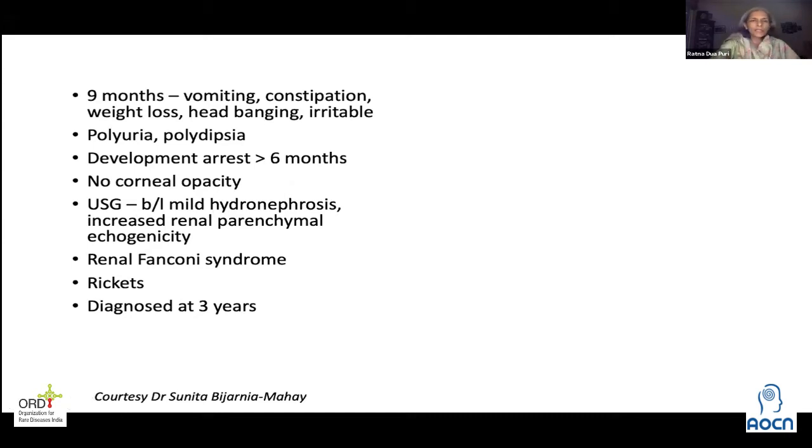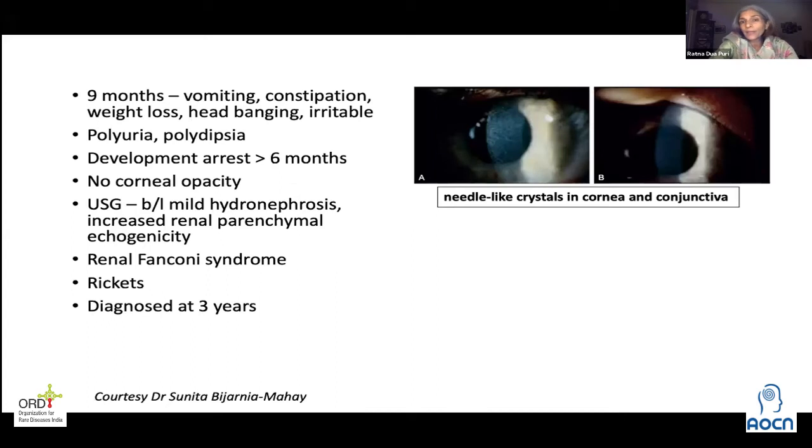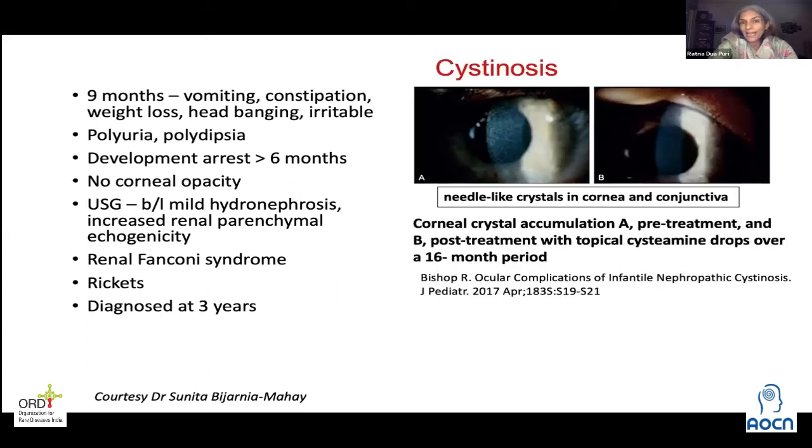And the various investigations confirmed that he had a renal Fanconi syndrome. He also had rickets. And at 3 years, he was diagnosed to have cystinosis. This is not his picture. I don't have his picture, but I took this to show you that when we do this examination, you identify the cystine deposition in the form of these bands that are seen on the cornea and the conjunctiva.